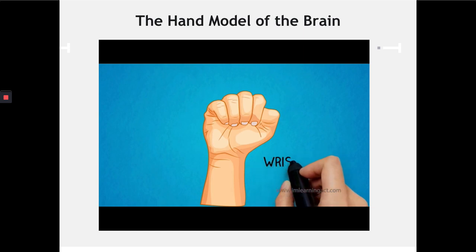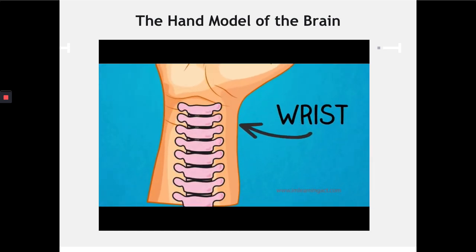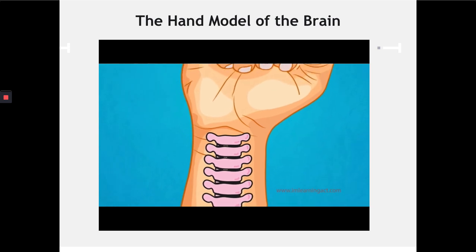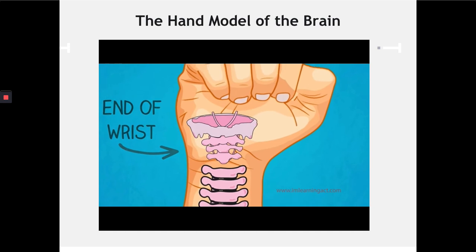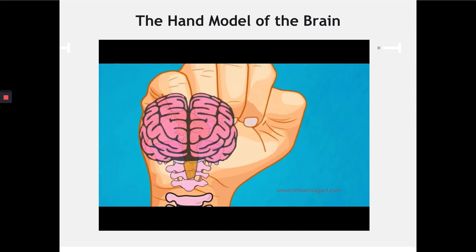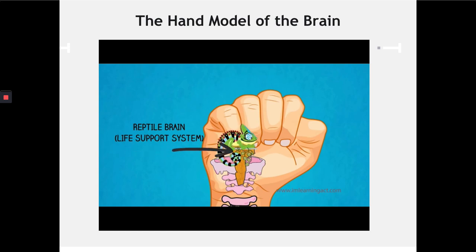The wrist, the forearm coming up to here, is like your spinal cord. And right here at the end of the wrist is like the base of your skull. And here at the bottom of your palm, this is like the reptile brain, the life support system of the brain.